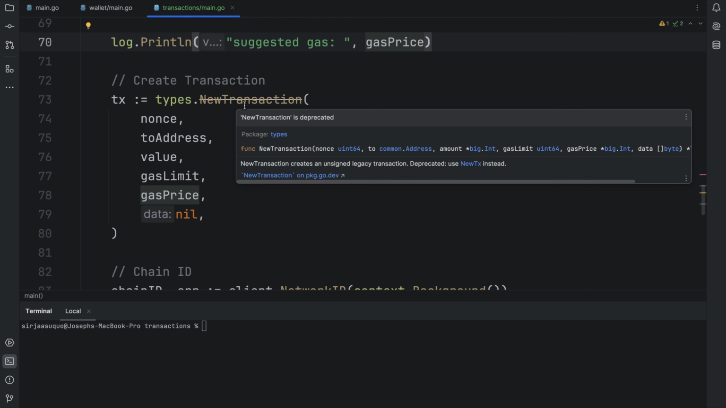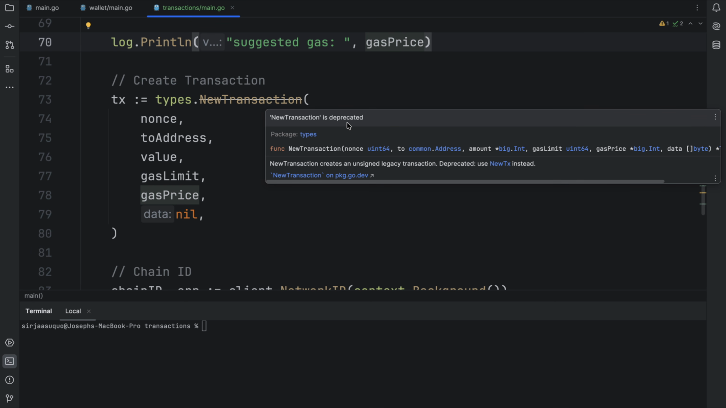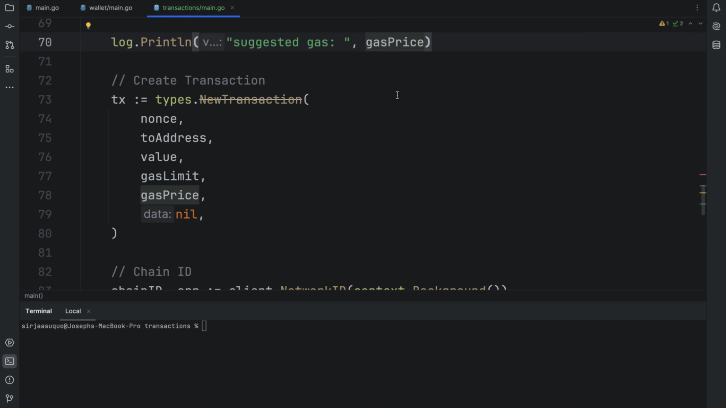Don't mind this for now. They have deprecated this new transaction. You can read the documentation. It says use new TX instead, but let's keep going with this, right? It's still going to do the same thing, right?